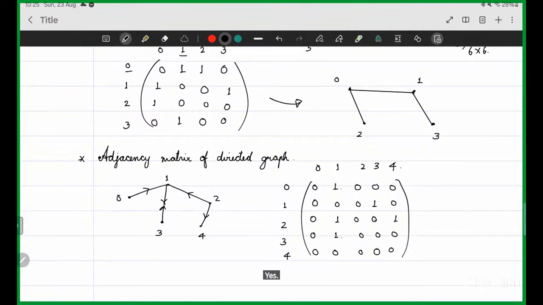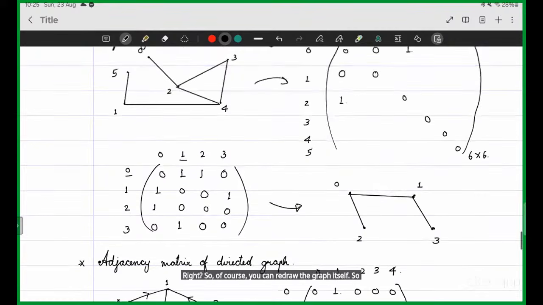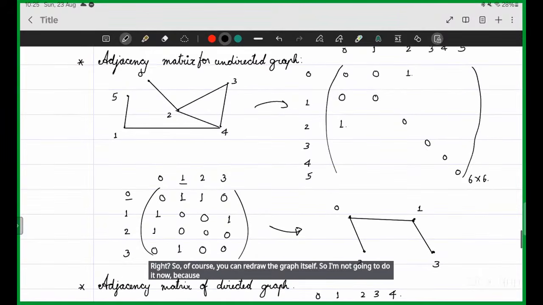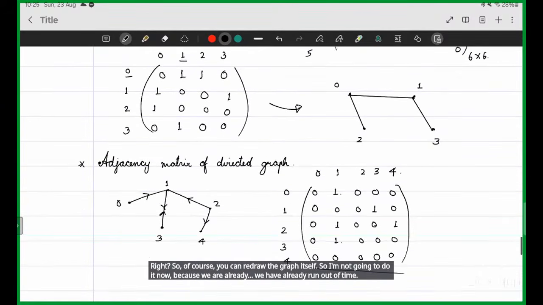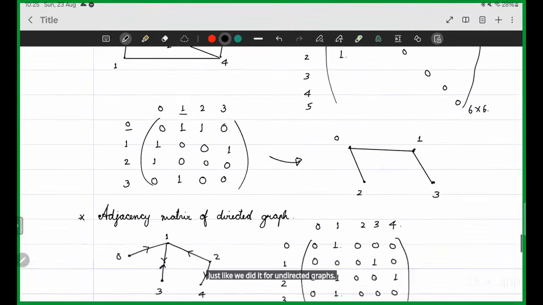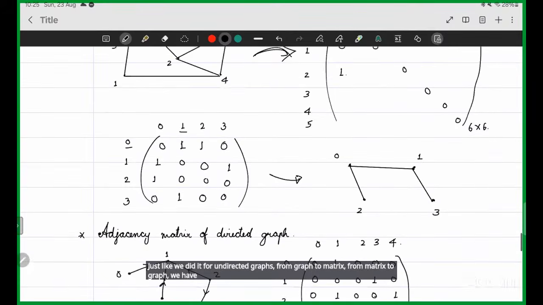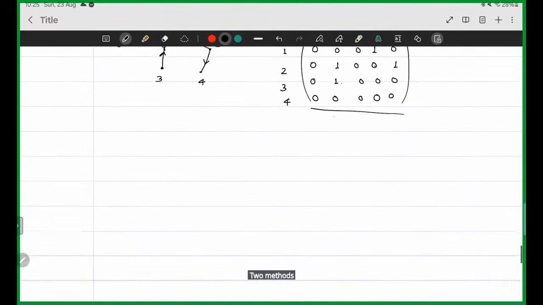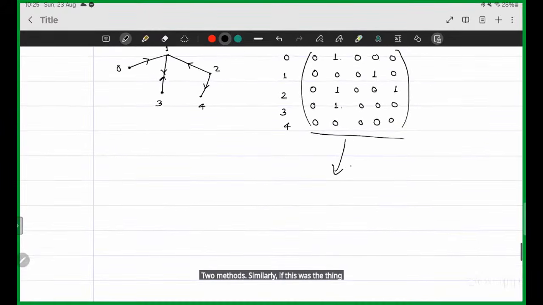So even if you are given just the adjacency matrix, there is a lot of data that you can derive from it. Of course, you can redraw the graph itself. I am not going to do it now because we have already run out of time. But just like we did for undirected graphs, from graph to matrix and from matrix to graph, we have 2 methods. Similarly, if this was the thing given, can you not draw the graph?